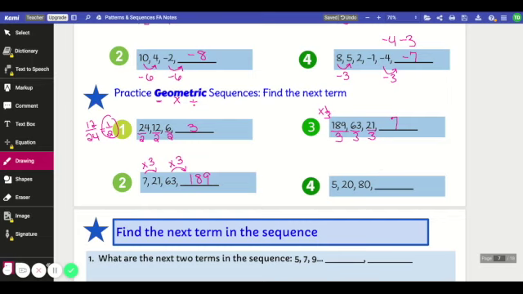All right, number 4, the sequence is getting bigger. So I'm multiplying. 5 times what gives me 20? That would be 4. So now 80 times 4 is going to give me 320.